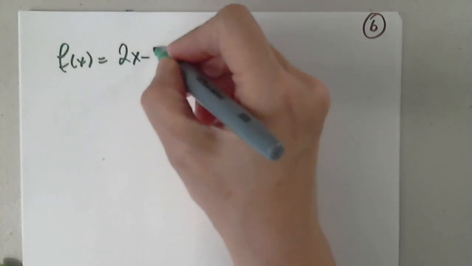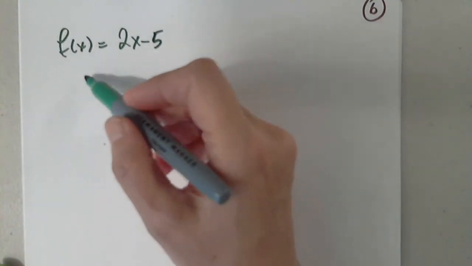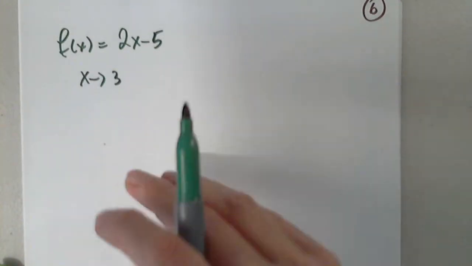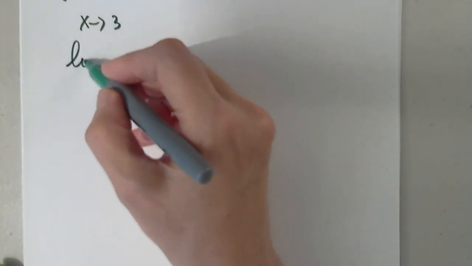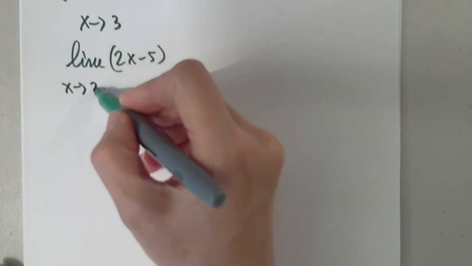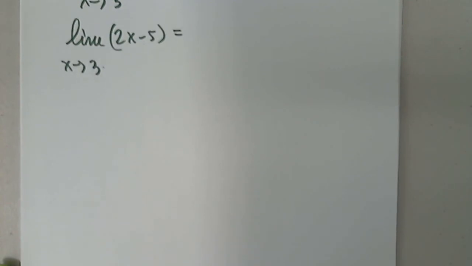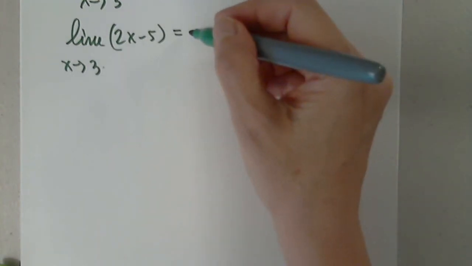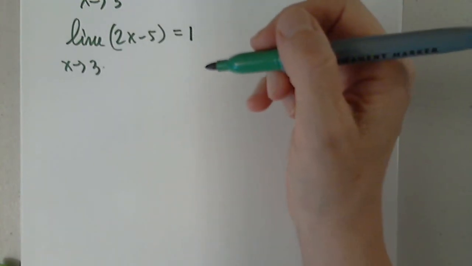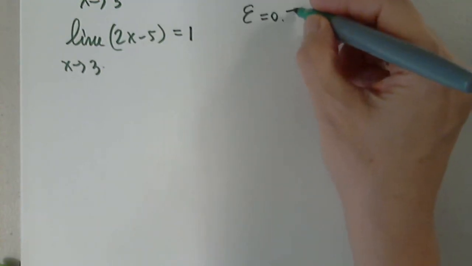Okay, 2x minus 5, and let's say x approaches 3. So we want to find the limit of 2x minus 5 when x approaches 3. What does this equal to? Anyone? 1. Excellent. Good. We are already given epsilon 0.7.